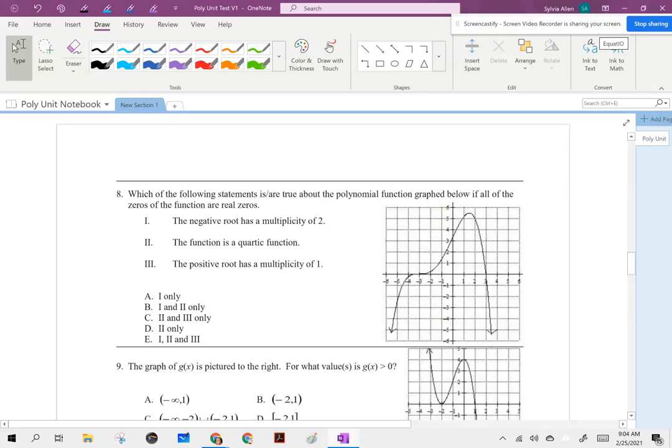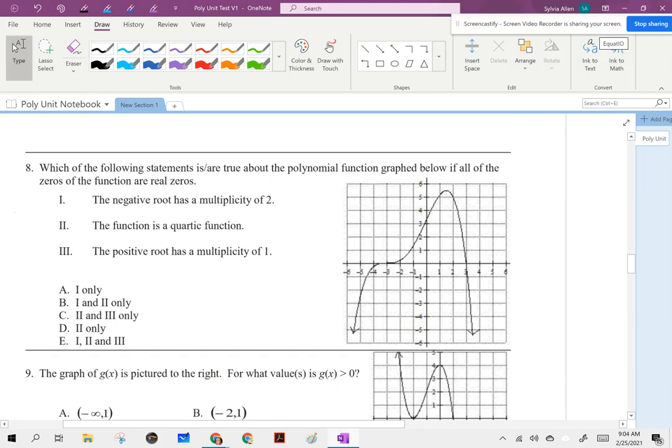All right, let's take a look at number 8. It says, which of the following statements is or are true about the polynomial graph below if all of the zeros of the function are real zeros? All right, so we've got the negative root has a multiplicity of 2. Well, if they're talking about roots, then let's go ahead and identify them.